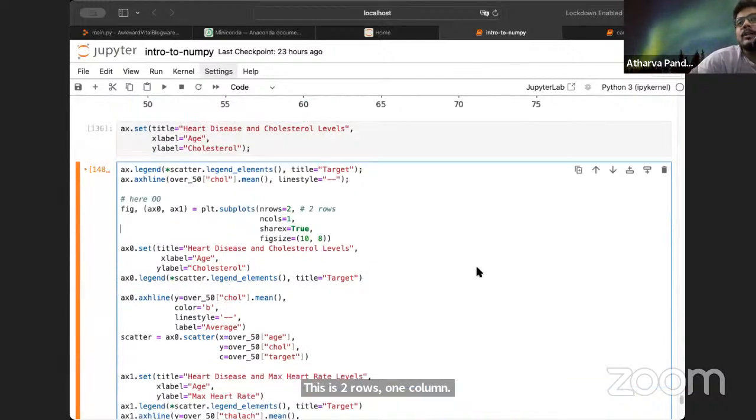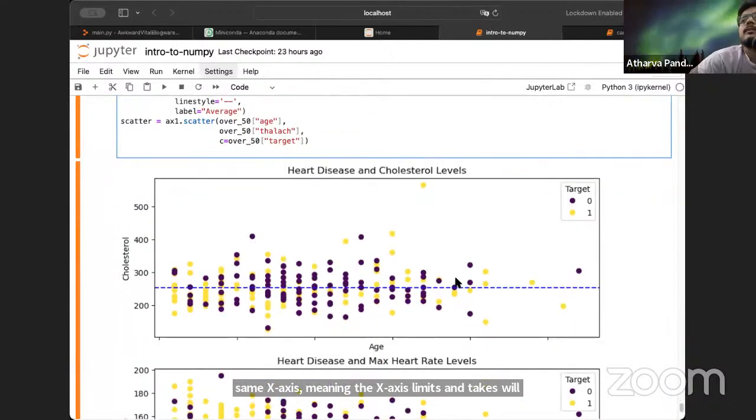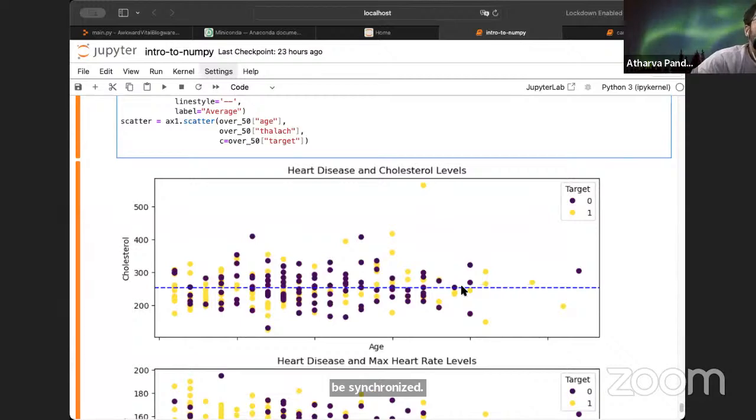Share X true basically means all subplots will have the same x-axis, meaning the x-axis limits and ticks will be synchronized across the plots.